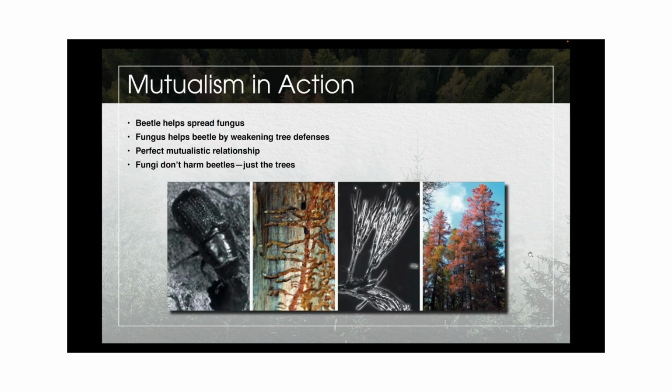The relationship between the beetles and the fungi is a win-win relationship, and it is the perfect example of mutualism. The fungus needs the beetles to travel from tree to tree, and the beetle needs the fungus to weaken the tree so it can reproduce. Without one, the other can't thrive. Together, they form a deadly partnership, and that's why this outbreak is so damaging.